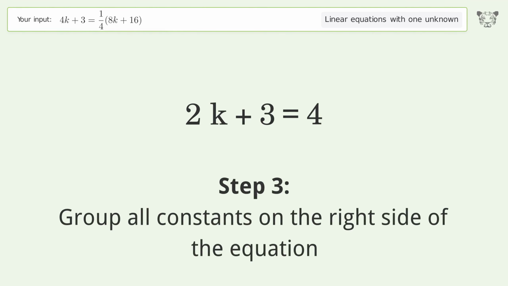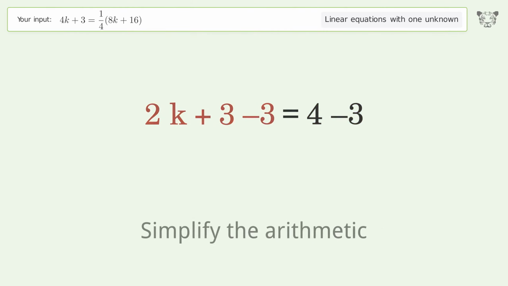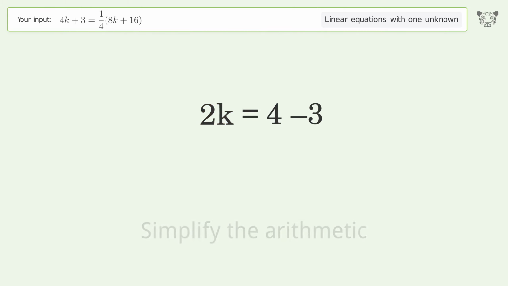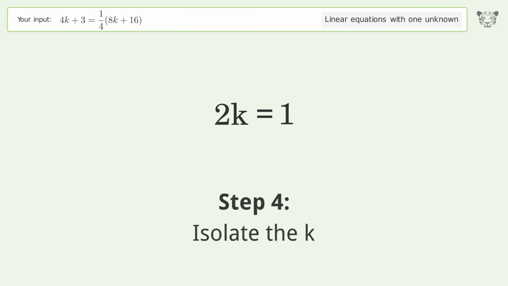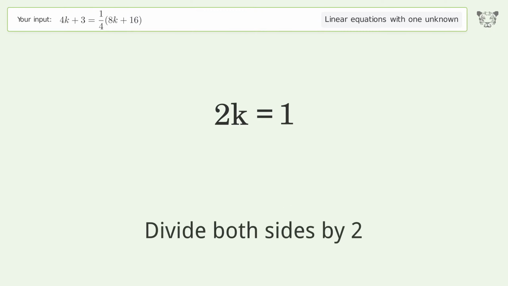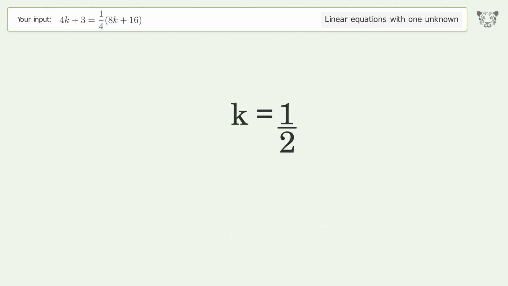Group all constants on the right side of the equation. Subtract 3 from both sides. Simplify the arithmetic. Isolate the k. Divide both sides by 2. Simplify the fraction. And so the final result is k equals 1 over 2.